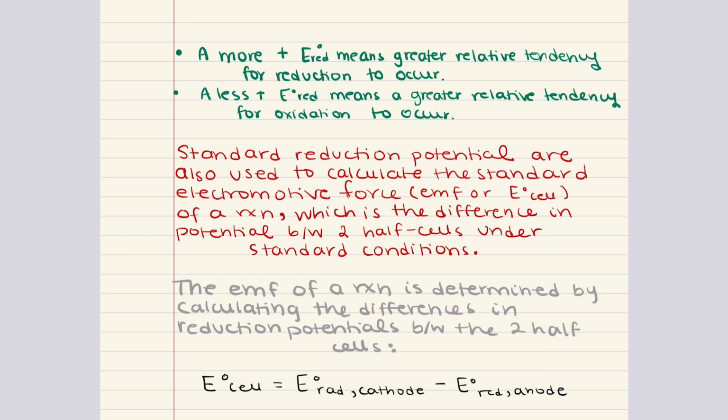It is important to note that reduction and oxidation are opposite processes. To obtain the oxidation potential of a given half reaction, you have to reverse the reduction half reaction and then change the sign of the reduction potential.